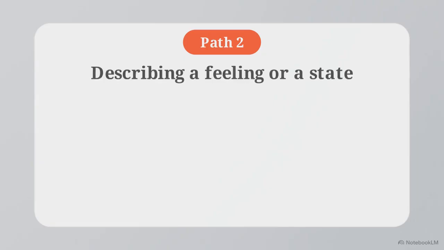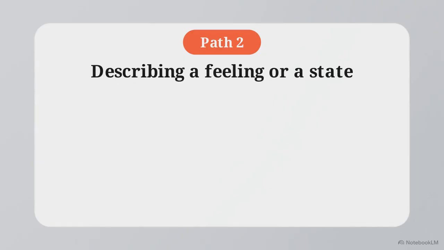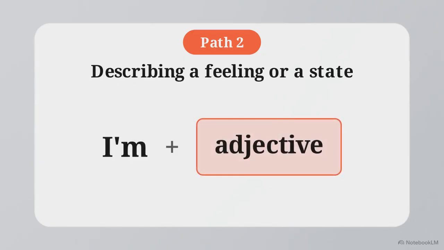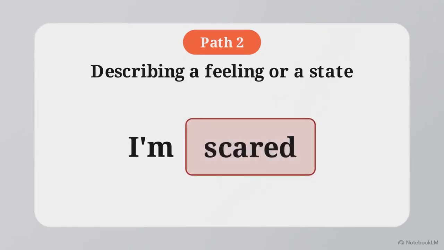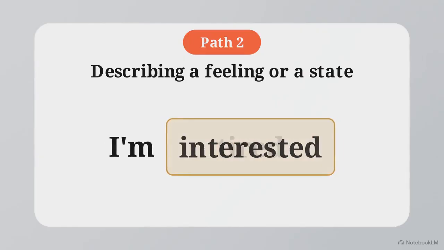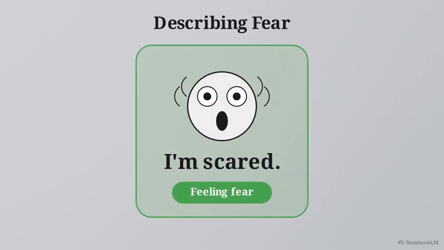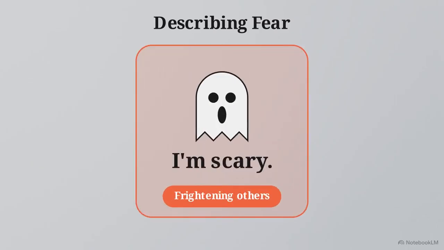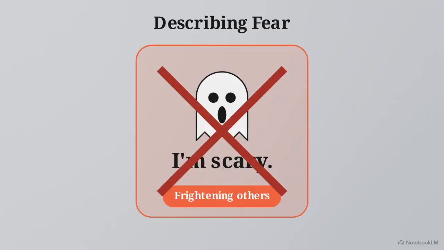Now let's look at the second path. When you want to describe a feeling or a state, use I'm followed by an adjective. This path uses descriptive words instead of actions. You can say I'm sad, I'm scared, I'm interested, or I'm tired. Be careful with the word fear. I'm scared means you feel fear. If you say I'm scary, it means you are frightening other people.